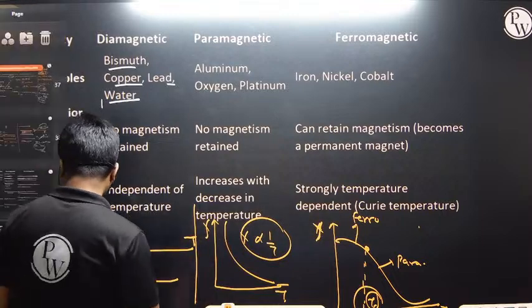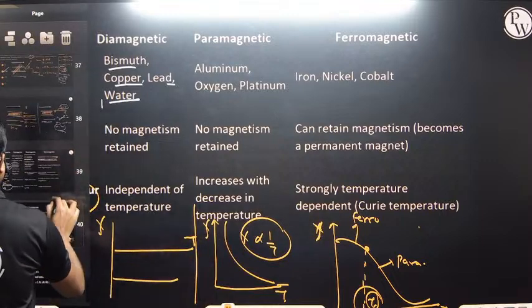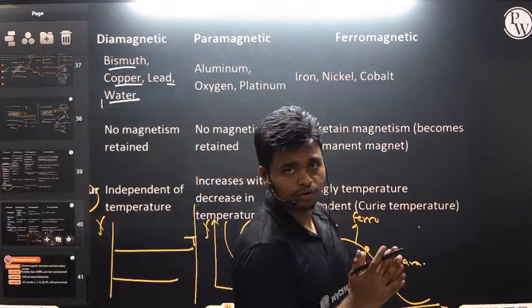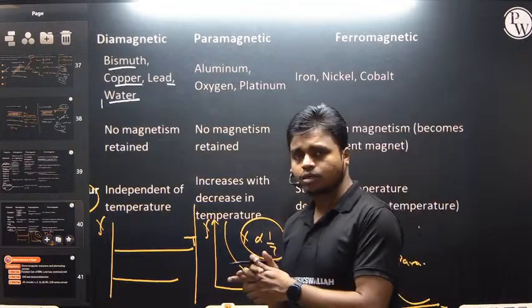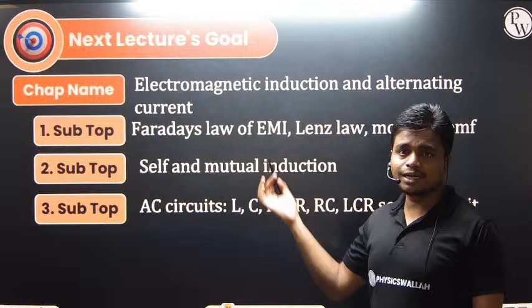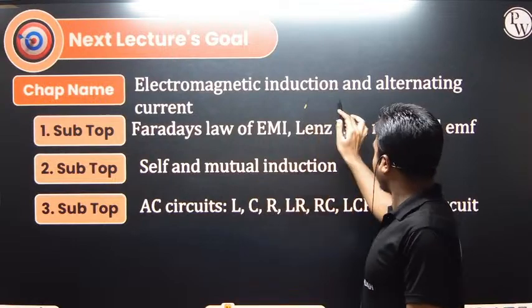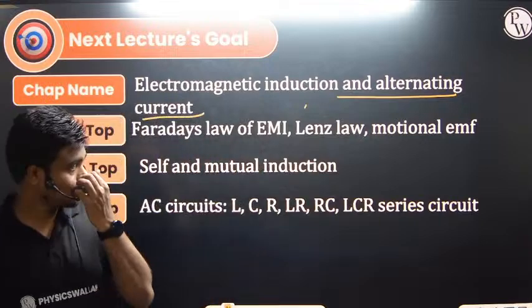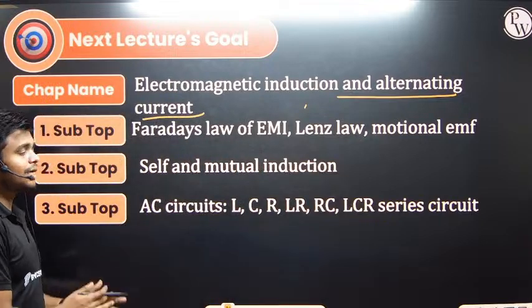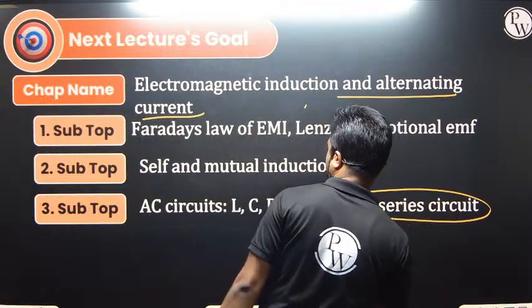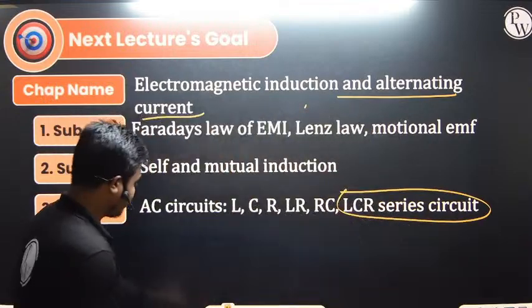These are the topics we have discussed today, and I suggest you go through this chapter. We can expect 3 to 4 questions from it. Tomorrow we'll come with the chapter electromagnetic induction: how electricity is generated, and alternating current. We'll discuss Faraday's law, self-induction, and AC circuits, the LCR series circuit and different types of circuits. This is also a very important topic for NEET.